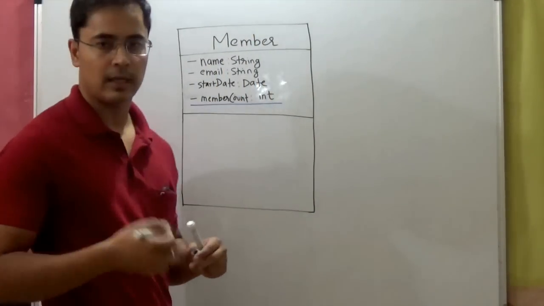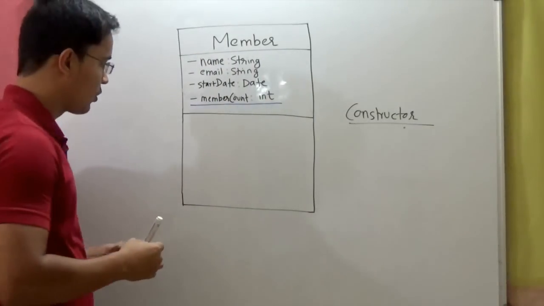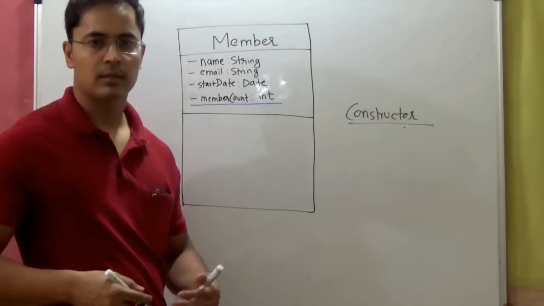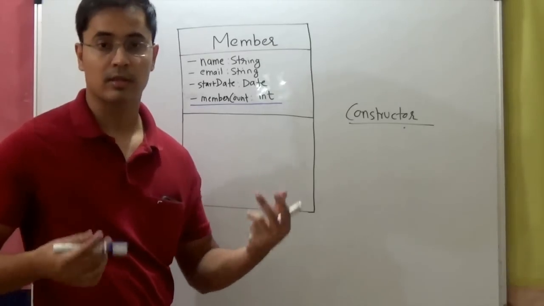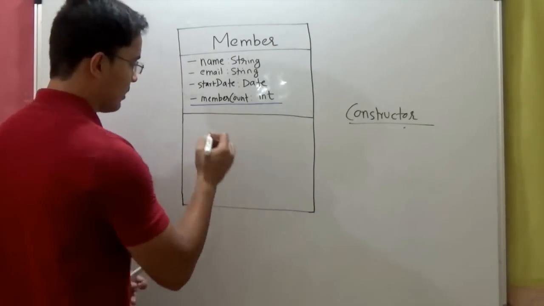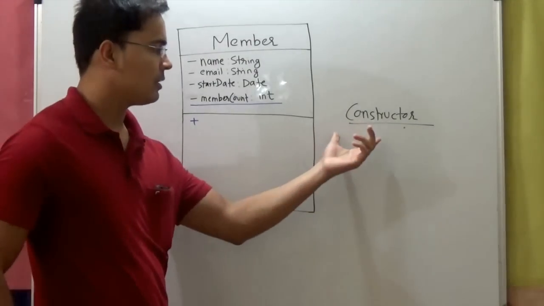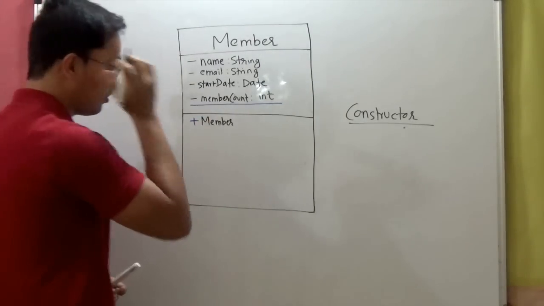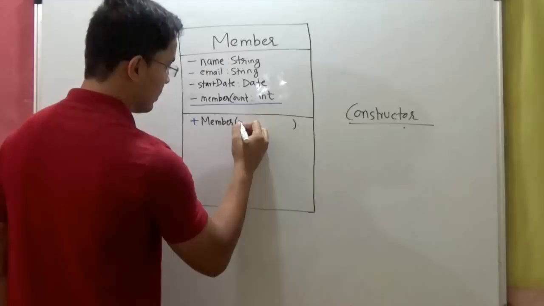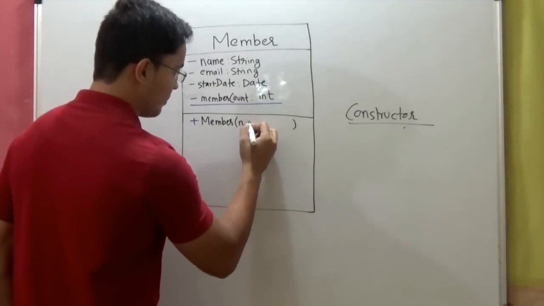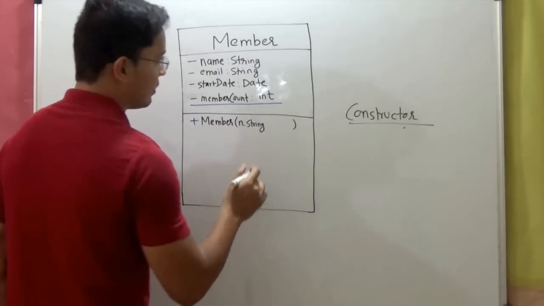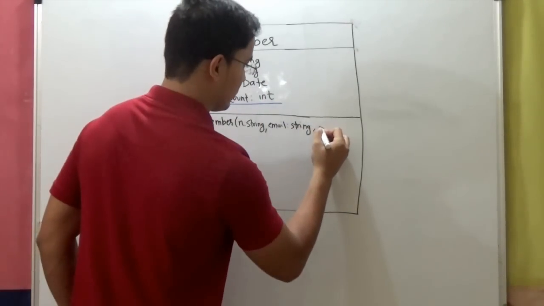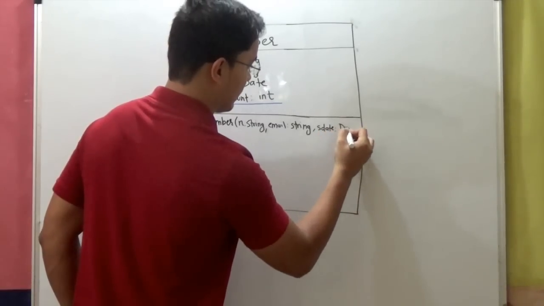The first member function that I'm going to write is the constructor. It is very simple to draw. Usually constructors are public, unless you are using certain solutions such as the singleton pattern, where you can make your constructor private. Usually they are public, so I'll say plus. Constructor has the same name as your class name, so I'll say member. You have to provide the arguments, if any. So I'll say parameter name n of type string, then email of type string, and then start date, sdate of type date.